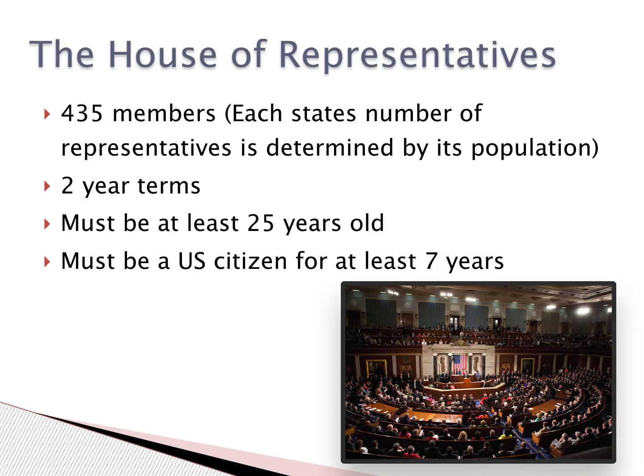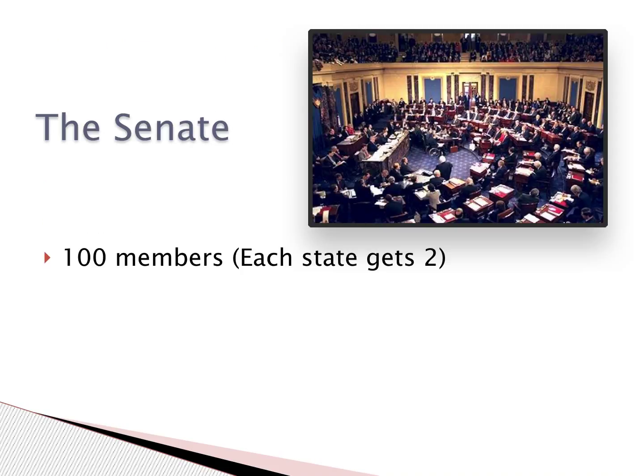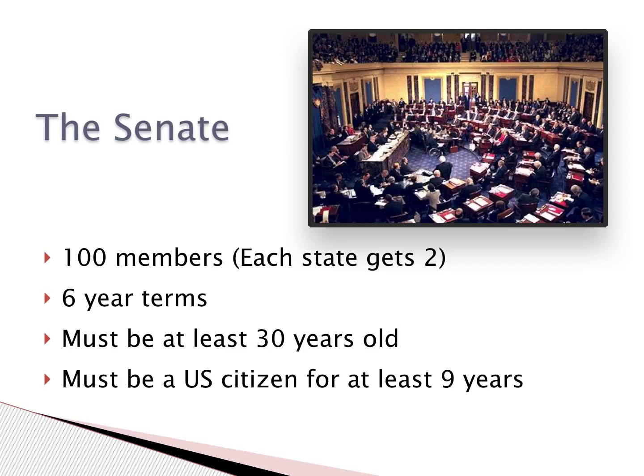On the other side of Congress is the Senate. In the Senate, there are 100 members, because each state gets 2. Every state is equal in the Senate. Every state gets 2, no matter how big or small. 50 states times 2, 100 members. Senators serve for 6-year terms. You must be at least 30 years old to serve in the Senate. And you must be a U.S. citizen for at least 9 years.